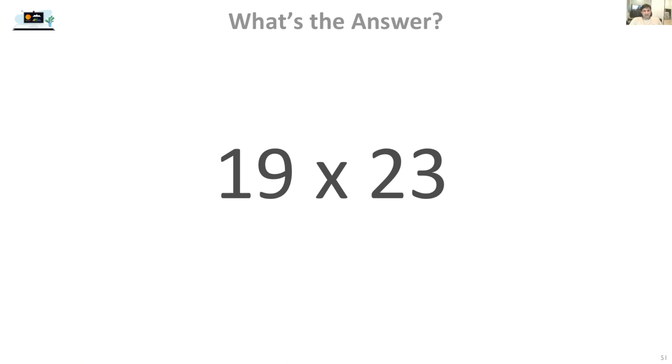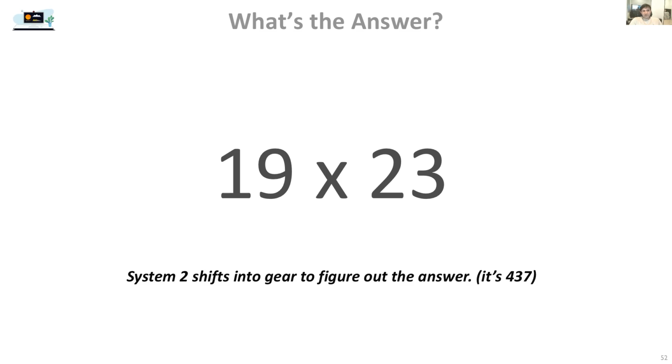How about this multiplication? For some people that don't like math, there might be an immediate reaction from system 1 and it stops right there. But for most of us in this course, we get into our calculator mode in system 2. For example, we might take 20 times 23 to get to 460, and then we subtract 23 to get the answer, which is 437. This is in fact our system 2 at work.